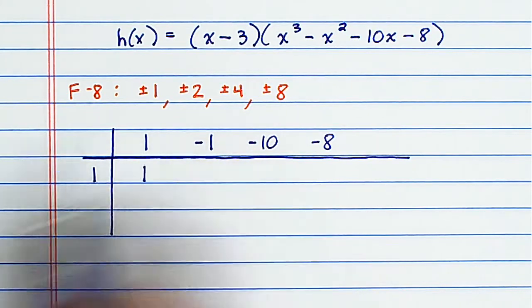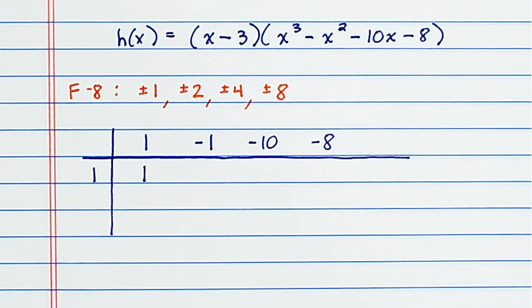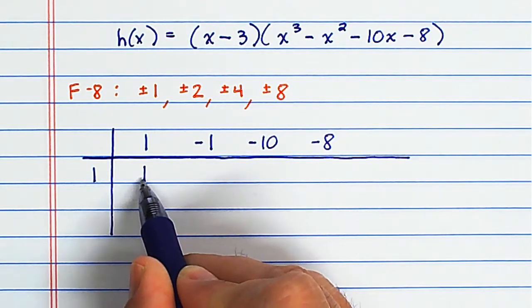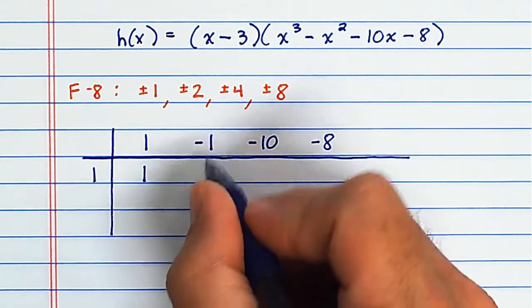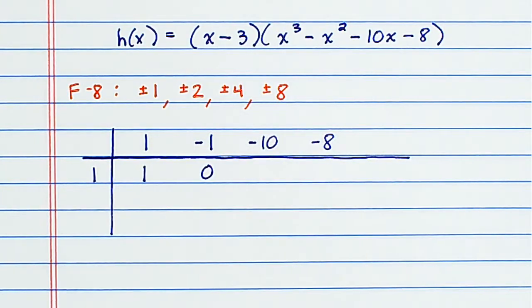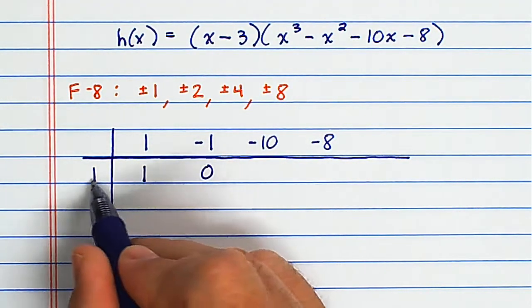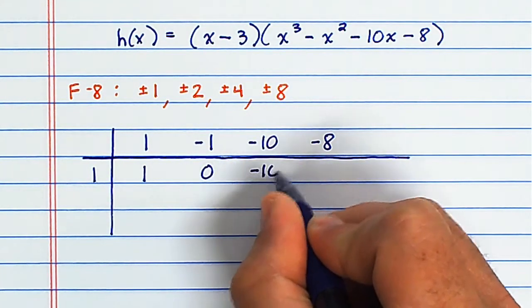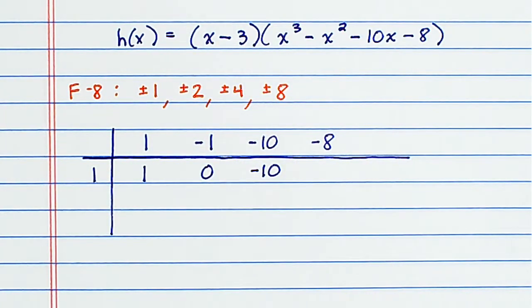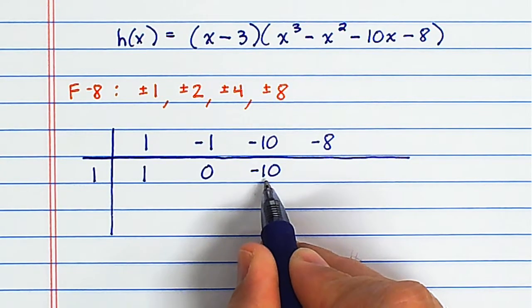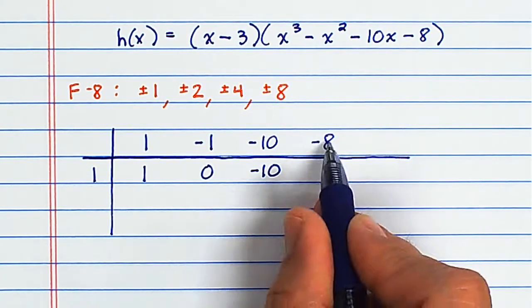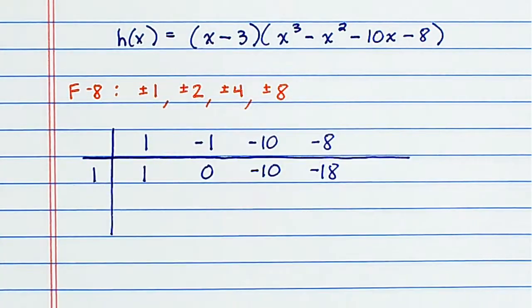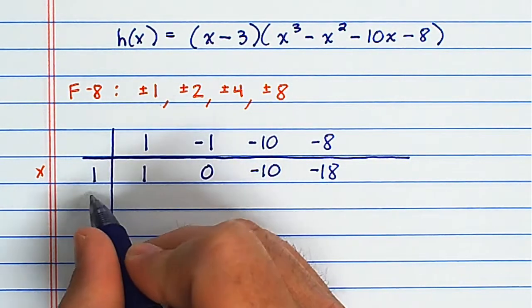So drop this 1 down. 1 times 1 is 1. 1 plus negative 1 is 0. 1 times 0 is 0. 0 plus negative 10 is negative 10. 1 times negative 10 is negative 10. Negative 10 plus negative 8 is negative 18. So this one's no good. And I go to the next factor. So we did 1, we're going to try 2 now.